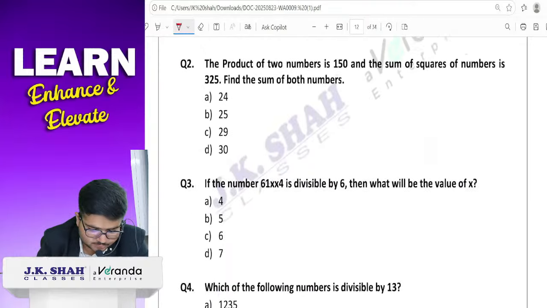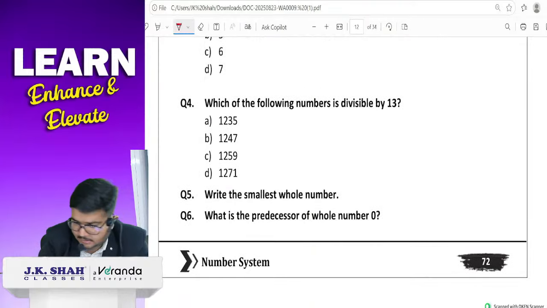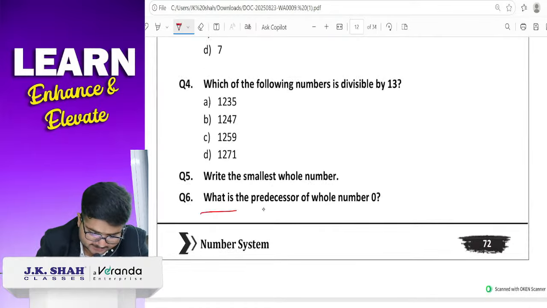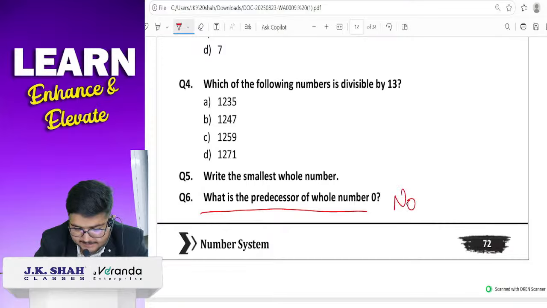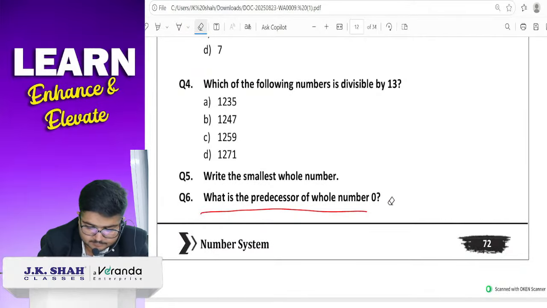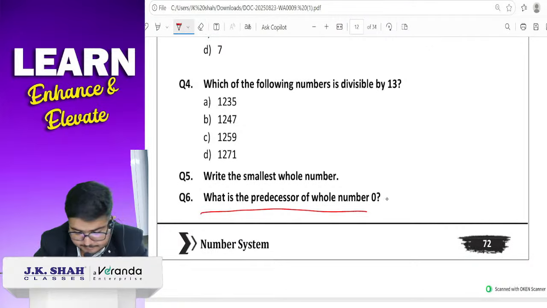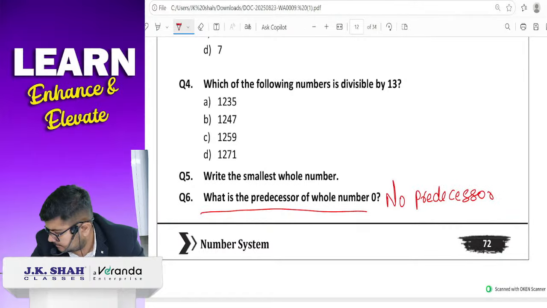Let us do MCQ. We are going to do it in descending order. First we will solve 6, 5, 4, 3, 2, 1. What is the predecessor of whole number 0? No predecessor. I told you.